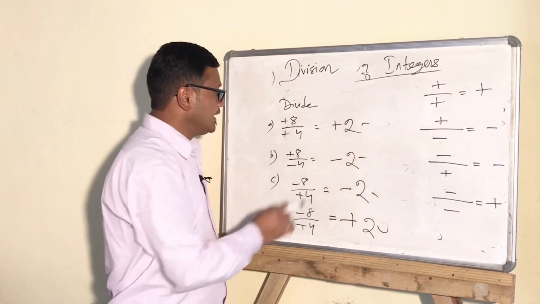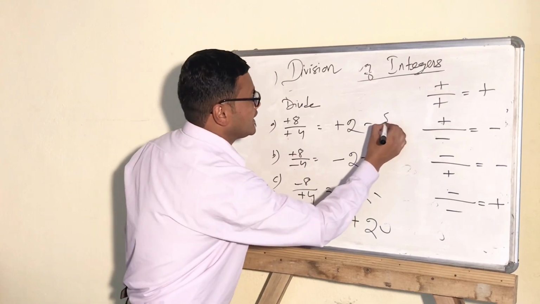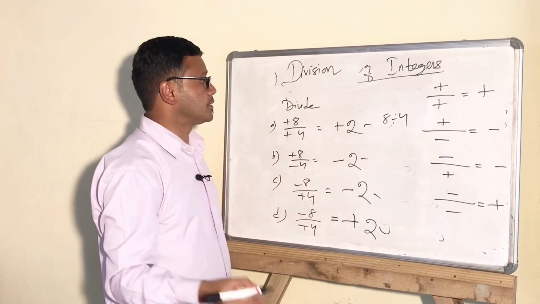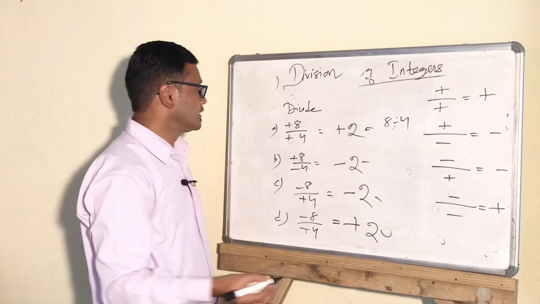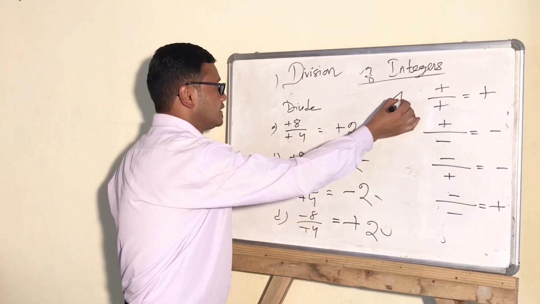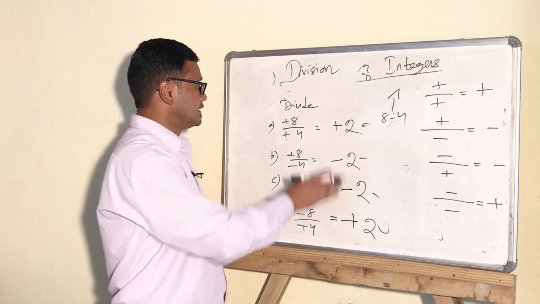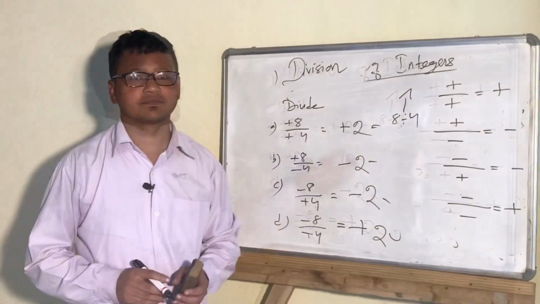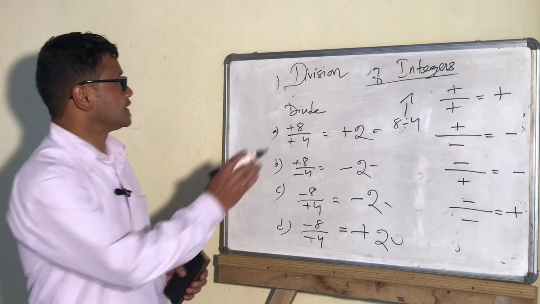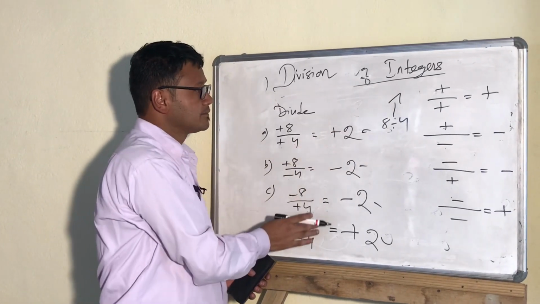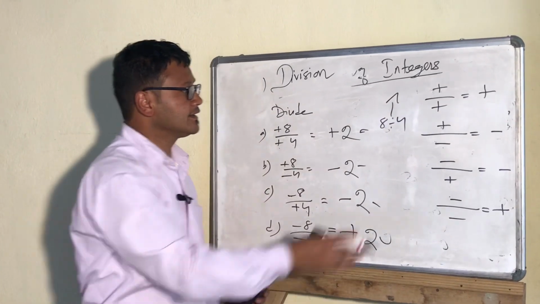Okay, and you can write this one also as 8 divided by 4. That's very much simple, I hope you know. You can put this sign also, divided, or you can put this also. Okay, so these are the 4 examples of division of integers. I hope you understood the division of integers while solving with regard to the different signs.